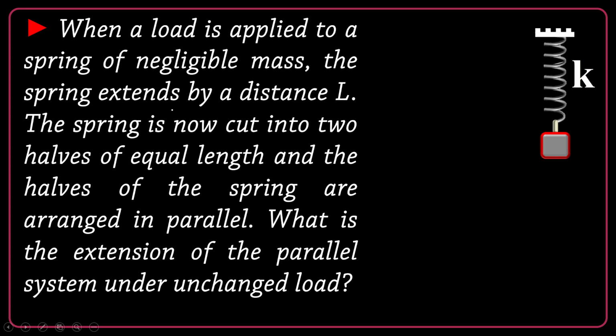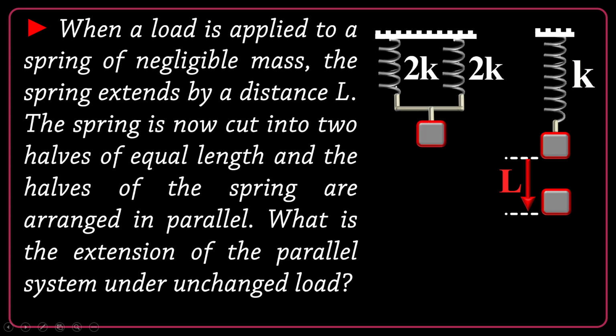When a load is applied to a spring of negligible mass, the spring extends by a distance L. So let's say the extension for this load on this spring is L. The spring is now cut into two halves of equal length, and the halves of the spring are arranged in parallel. So I put them like this. You know the reason of 2K and 2K here, because we already considered that. What is the extension of the parallel system under unchanged load? So I will apply the same load to this system, but what's the extension?